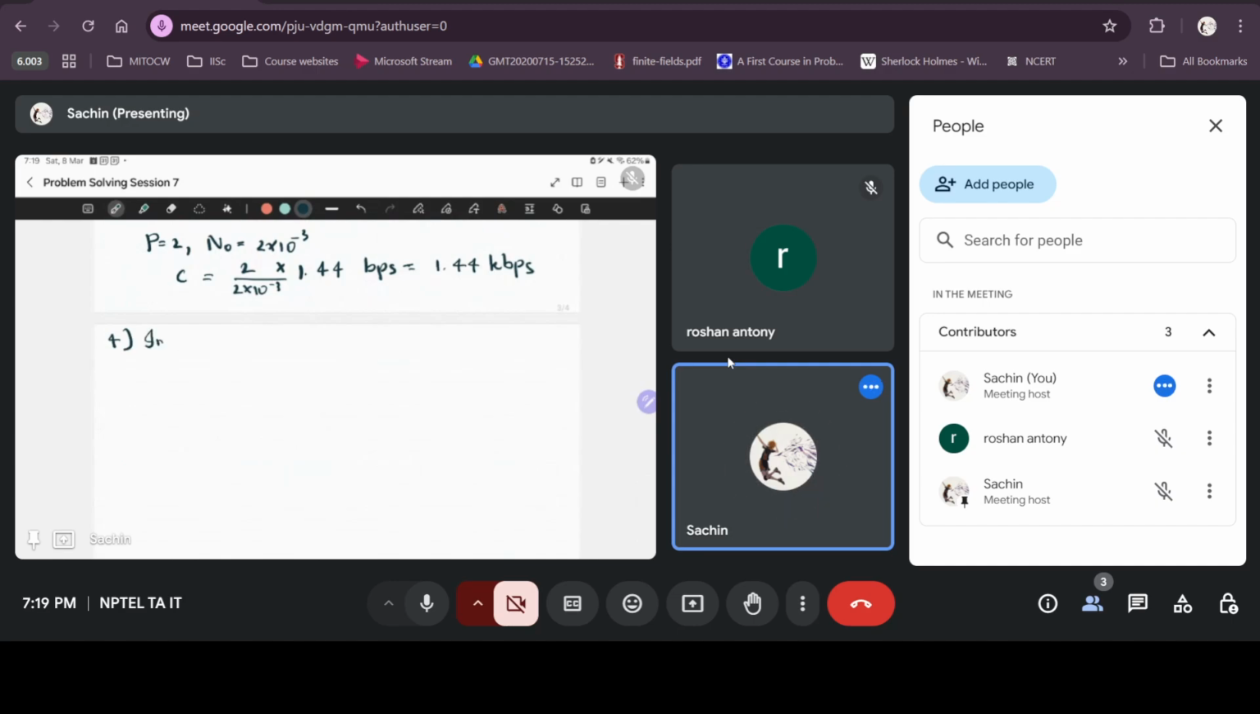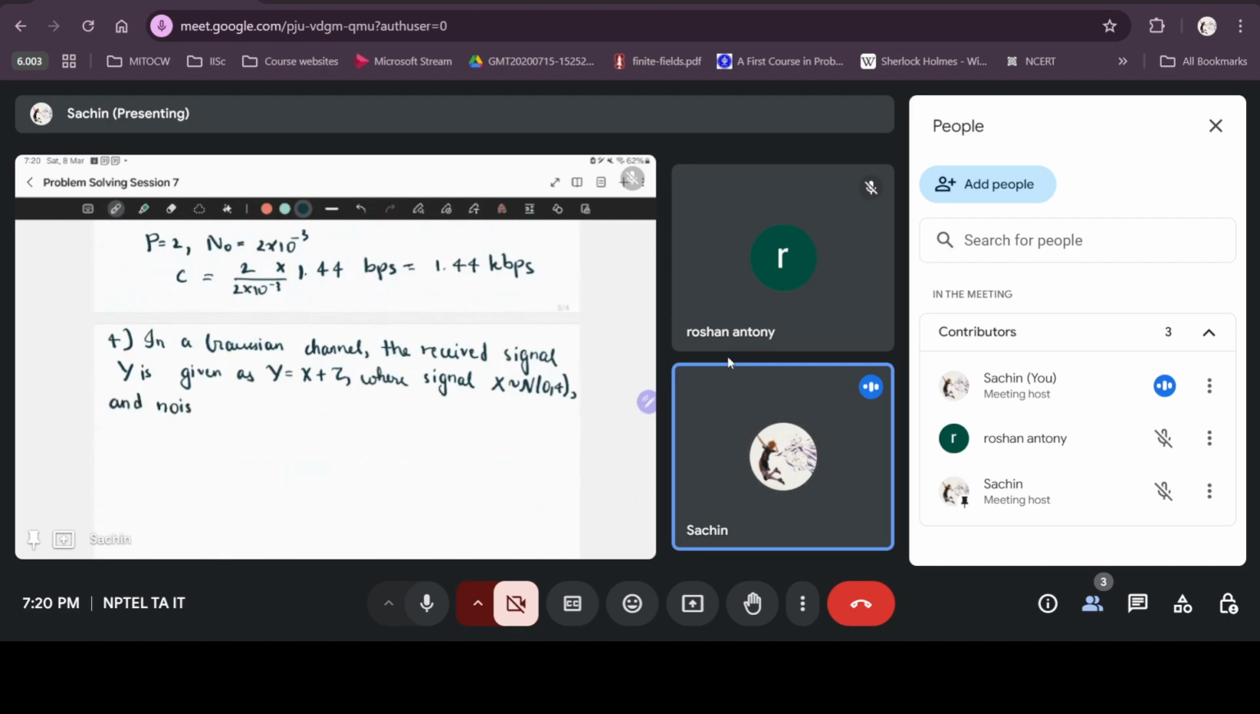Question 4. In a Gaussian channel, the received signal y is given as y is equal to x plus z, where signal x is distributed as a Gaussian distribution with expected value 0 and variance 4, and noise is distributed as normal distribution with mean 1 and variance 1.